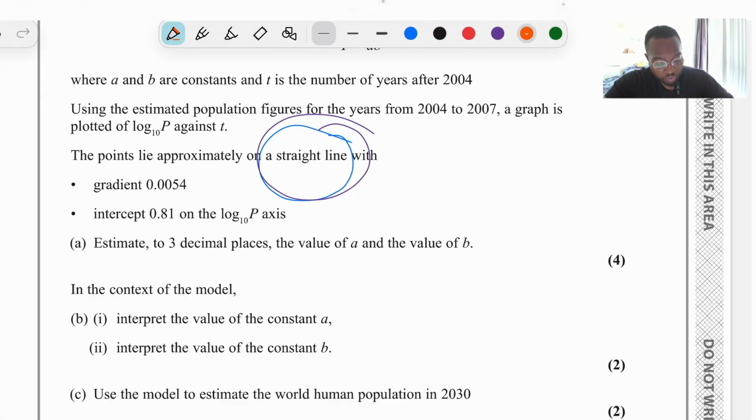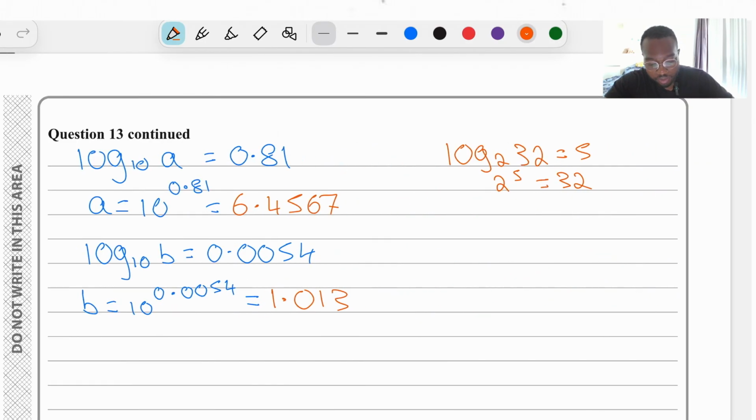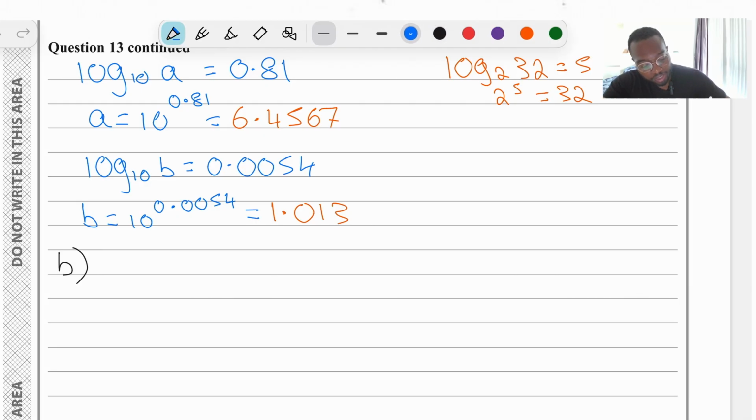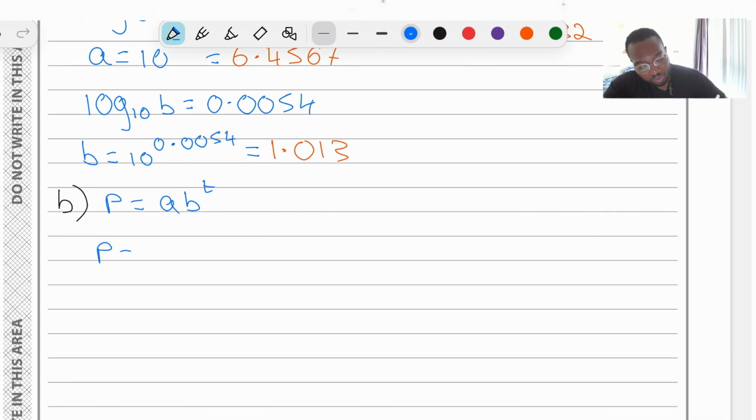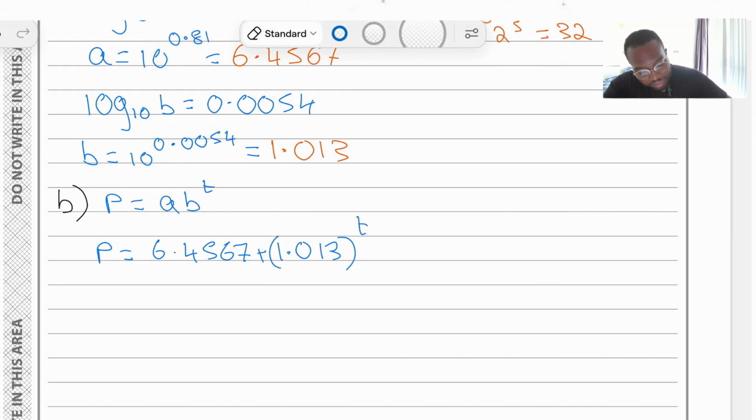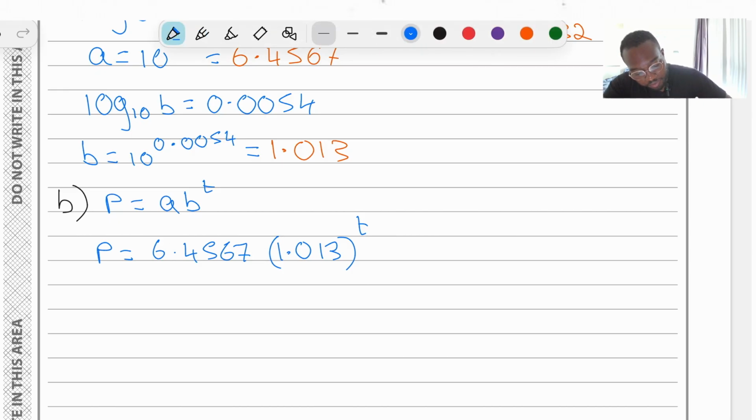Now, part B, we need to interpret what the value of the constant a and what the value of the constant b means. So, if we rewrite this, from the question, we were told that P is equal to a times b to the power of t. So what does that mean? That means that P is equal to a, which is 6.4567, times b, which is 1.013, to the power of t. Now, I wrote this as a plus, but this is supposed to be a times.